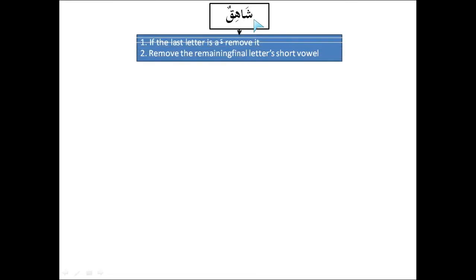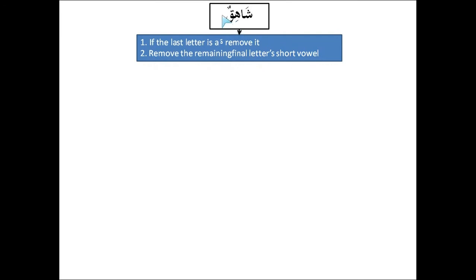And the first step is that if the last letter is a ta marbuta, we should remove this ta marbuta. The word shahiq does not have a ta marbuta as the last letter, so this doesn't apply. But a word like sayyara, which has a ta marbuta at the end, the first thing we would do is remove the ta marbuta. Second step, remove the remaining final letter's short vowel.